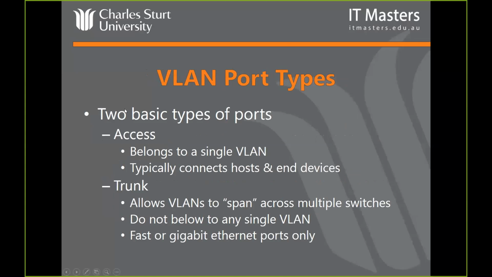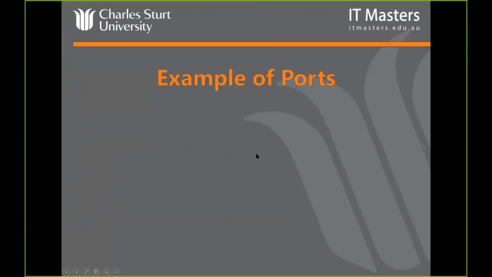VLAN port types, so two basic types you need to know about. There's the access port and the trunk port. An access port just belongs to a single VLAN, typically connects to hosts and end users, end devices only. A trunk port will allow VLANs to span across many multiple switches, does not belong to any single VLAN, and they're Fast or Gigabit Ethernet ports only. Not that that's relevant for today really anyway. You're not going to run into 10 meg ports.